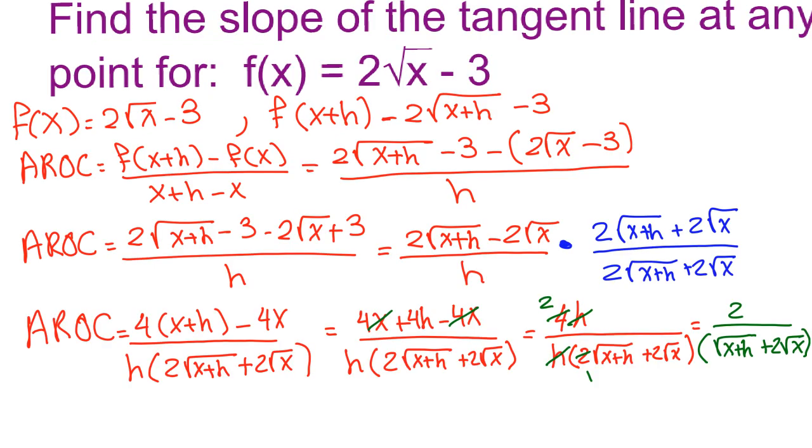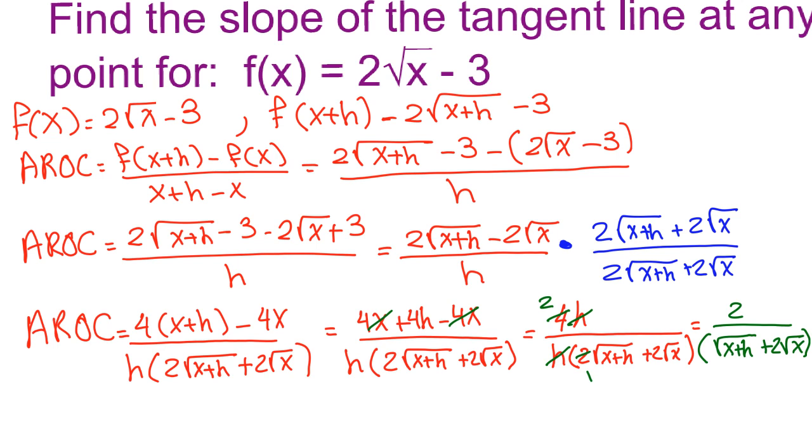I would like to walk you quickly over what I've done with the first part when I'm trying to find my AROC. I found, first of all, f of x, which is the same equation because you're just replacing the x. The f of x plus h will be replaced, the x plus h will be replaced into your x, so it becomes 2 square root of x plus h minus 3. I started my journey of trying to find my AROC, which is f of x plus h minus f of x, all divided by x plus h minus x.